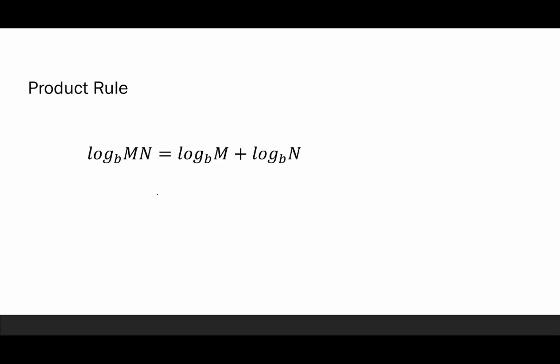Three more rules that we're going to use, and we're going to use them a lot all semester. The first one is the product rule. It says the log base b of m times n is equal to the log base b of m plus the log base b of n. So when I multiply, I add. This really comes from looking at exponents. When I have a to the m times a to the n, so I have the same base, what do I do? I add the exponents.